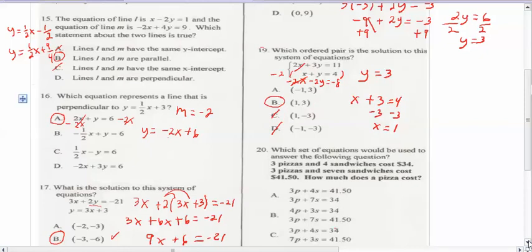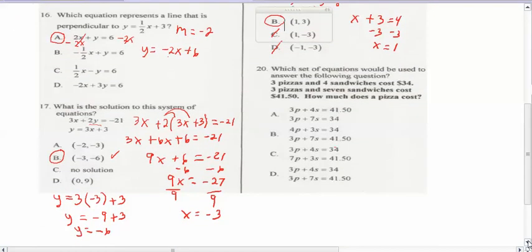Talking about pizzas, it says, which equation would be used to answer the following question. 3 pizzas, 4 sandwiches, 34. 3 pizzas, 7 sandwiches, 41.50. Okay, so if I look at the answer choices, 3 pizzas, 4 sandwiches, it told me 34. It's not that one. 4 pizzas, 3 sandwiches. No, 3 pizzas, 4 sandwiches. It's the opposite. 3 pizzas, 4 sandwiches, 34. That's good. 7 pizzas, 3 sandwiches, 41. No, 7 sandwiches. So the only choice left is letter D.